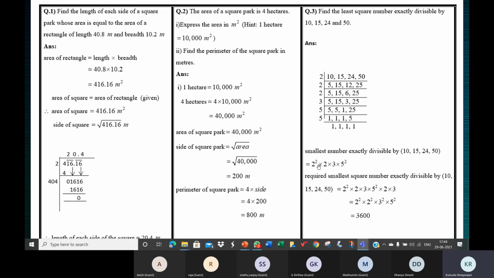So that means you're multiplying the LCM by what? 6. 2 threes are 6. You're multiplying the LCM by 6. Like we did 12 threes are 36, we multiplied by 3. Similarly, this LCM has to be multiplied by 6 to make it a perfect square. So 3600 is the smallest square number that is exactly divisible by 10, 15, 24, and 50.